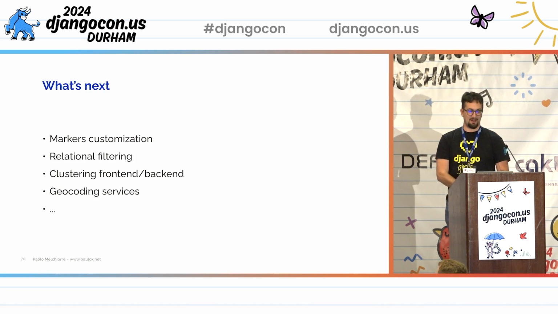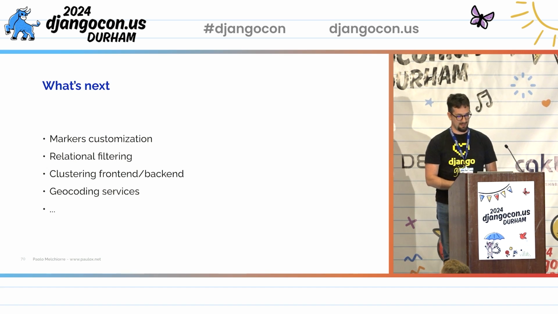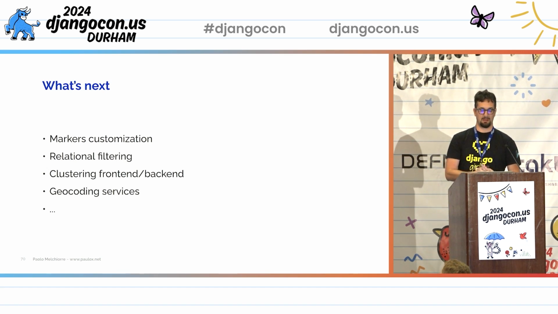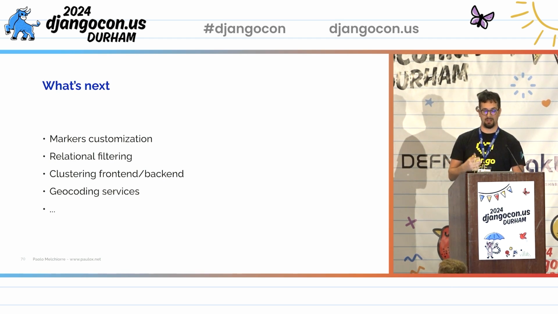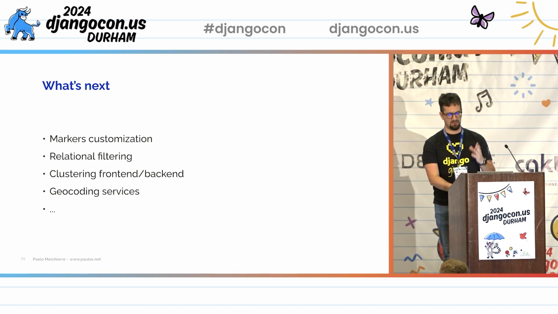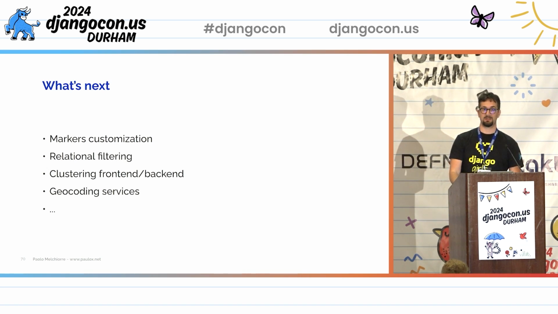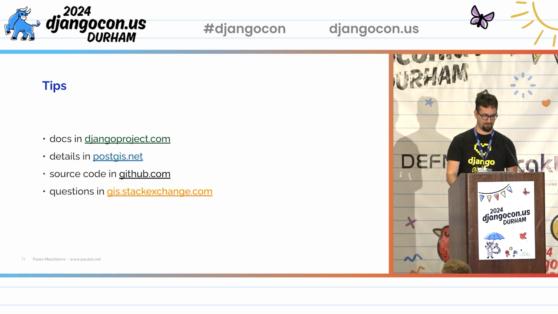What's next? There are also many other features that we can add in a hypothetical map. For example, marker customization, pop-ups, marker filtering based on relational data, the clustering of the points in front end and back end, geocoding for finding a point based on the address, and so on.